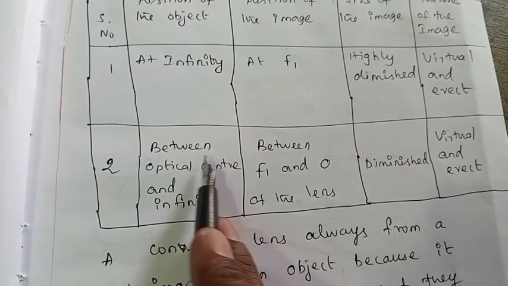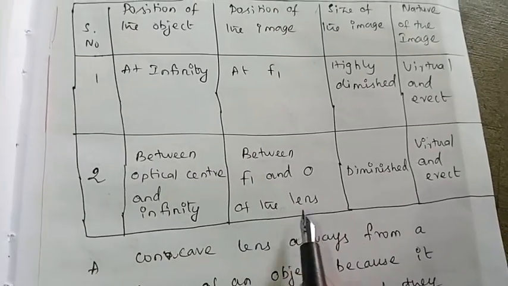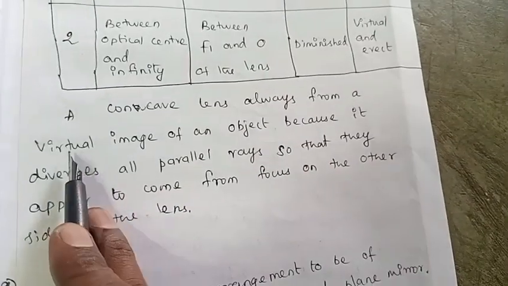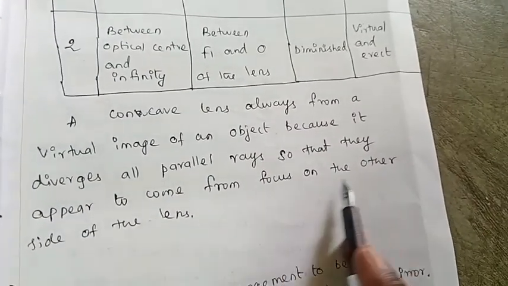The second option is between the optical center and infinity. If the object is placed between the optical center and infinity, the image will be formed between F1 and O. Size of the image is diminished, nature of the image is virtual and erect. So a concave lens always forms a virtual image of an object because it diverges all parallel rays so that they appear to come from the focus on the other side of the lens.